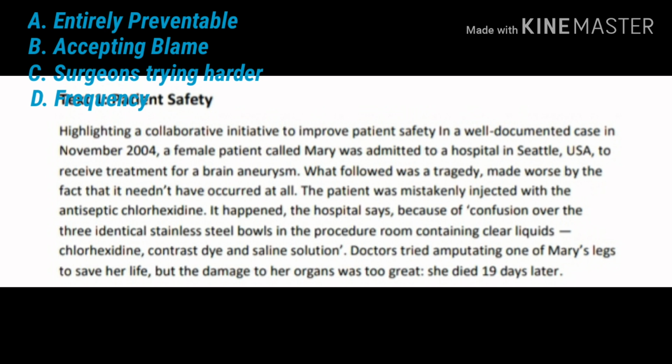So there is your answer. When it says made worse by the fact that it needn't, it means it should not have occurred at all. Needn't means need not. So if you go back to the first option, it was entirely preventable. That is your answer. And what is the keyword? Because we're keeping preventable in our mind, entirely preventable, and it's matching this text here when it says it needn't have occurred at all. So that's the answer.